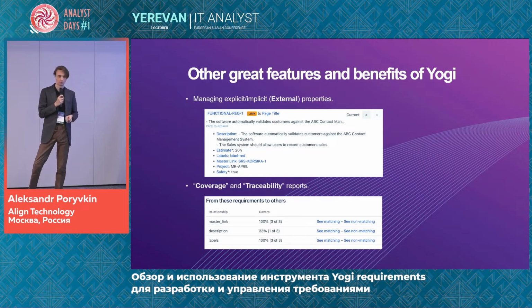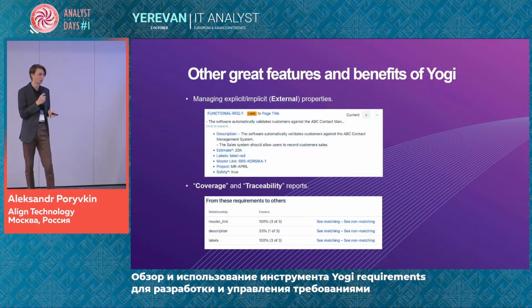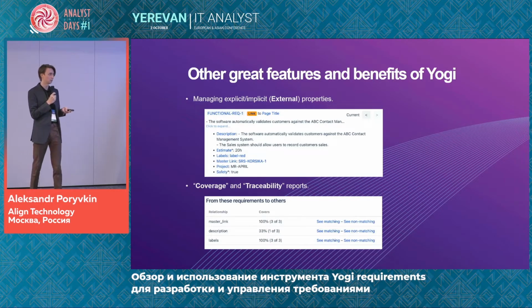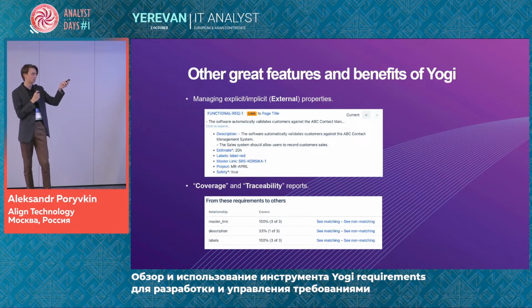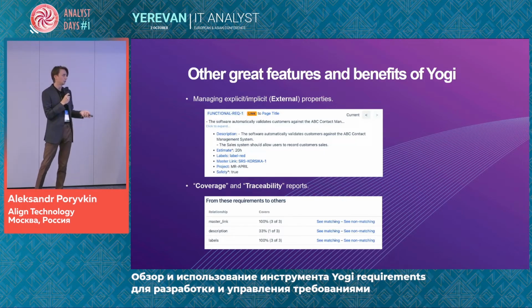Managing explicit and implicit properties. I call them external. You can set a column or assign a column. Yogi can help you do it in one section. You can assign other attributes for one requirement or by batch.